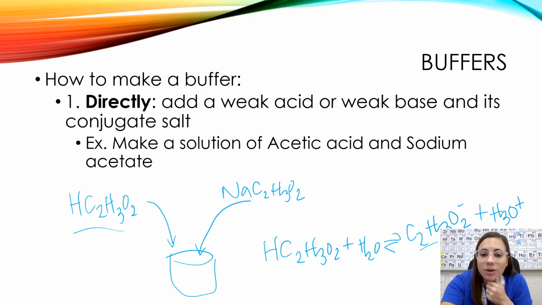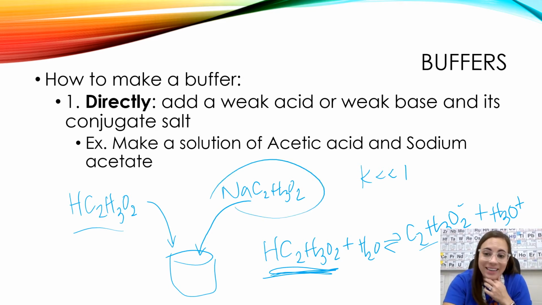The issue is, remember, this is a small Ka. So it is very reactant favored. So the majority of it is going to remain the non-ionized version. The majority of it is going to remain HC2H3O2, acetic acid. So if we need to have an equal or at least significant amount of acetate, I can't rely on this acetic acid to produce it. I have to actually add it in.